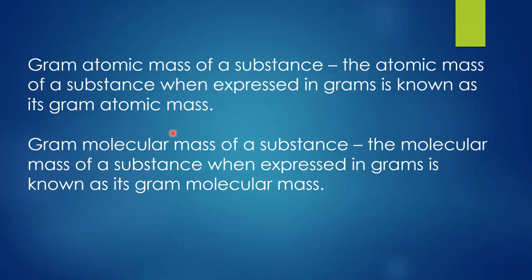What is gram atomic mass of a substance then? The atomic mass of a substance when expressed in grams is known as its gram atomic mass. In a similar manner, the molecular mass of a substance when expressed in grams is known as its gram molecular mass.